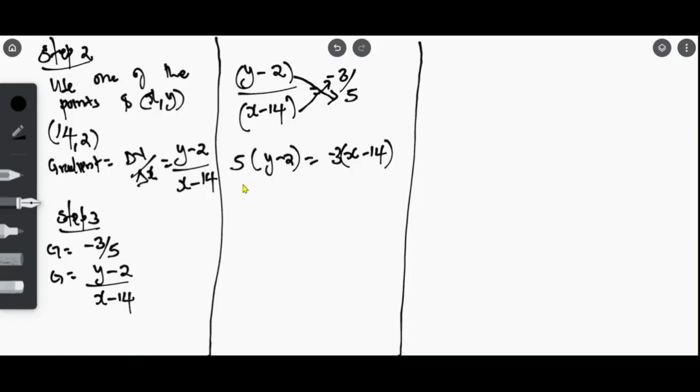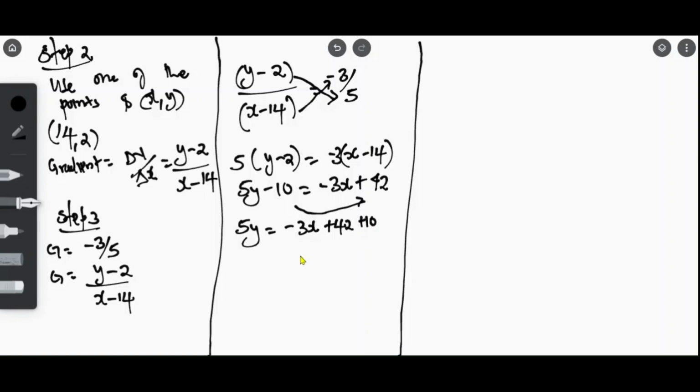So that if I open the bracket, 5y minus 10 equals to negative 3 multiplied by x is negative 3x. Then negative will turn to be positive. Then 3 multiplied by 14, 3 multiplied by 4, it will be 12. Carry 1, 3 multiplied by 1 is 3 plus 1, 4. So I have that. Let me collect the like terms together. I pick this one, take it to the other side. So I'll have 5y equals to minus 3x plus 42.